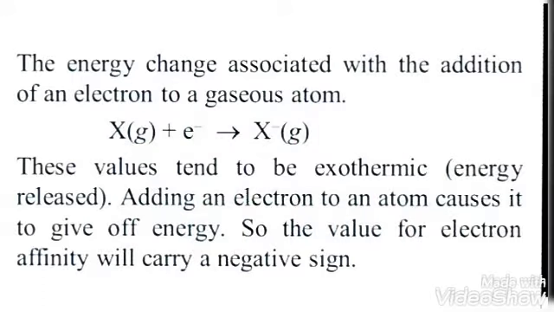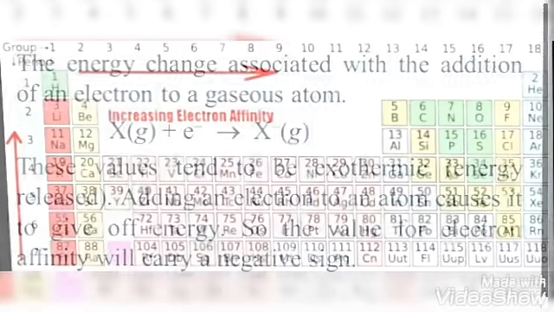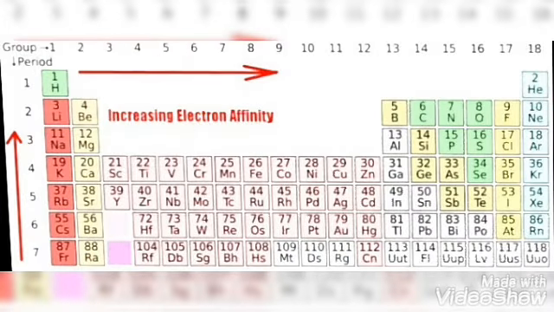Electron affinity. It is the amount of energy released when an electron is gained by an isolated gaseous atom. The amount of energy depends upon the number of electrons. Electron affinity increases in a period because atomic size decreases. With a decreased atomic size, electrons can be attracted easily with the release of more energy.